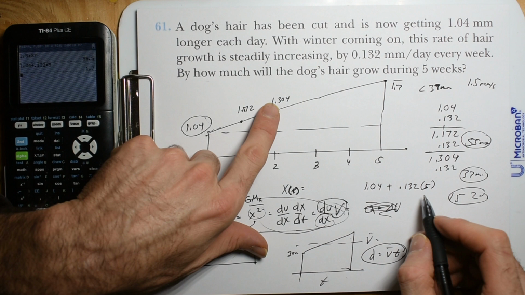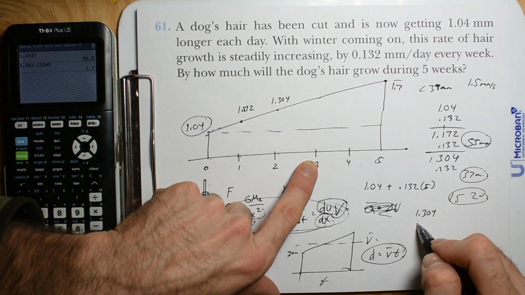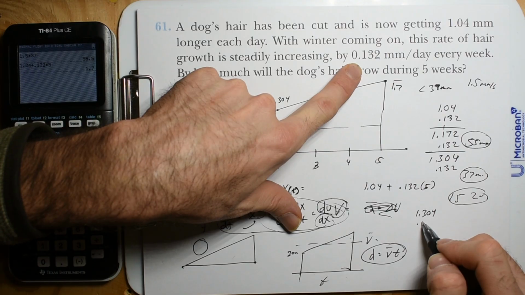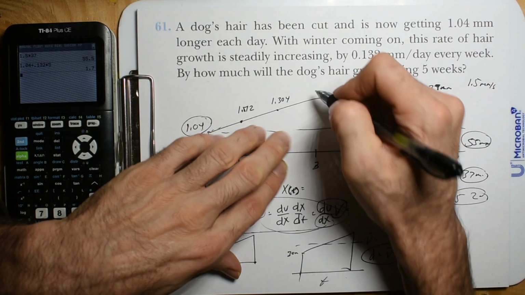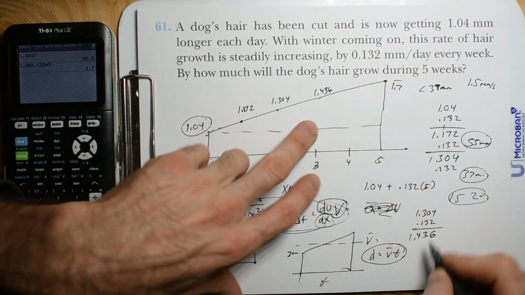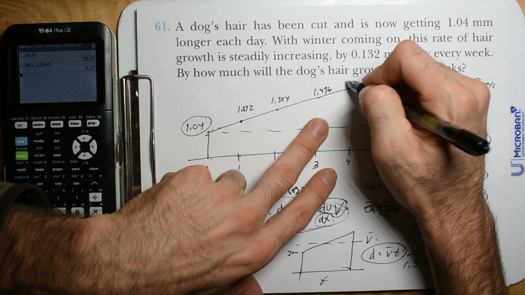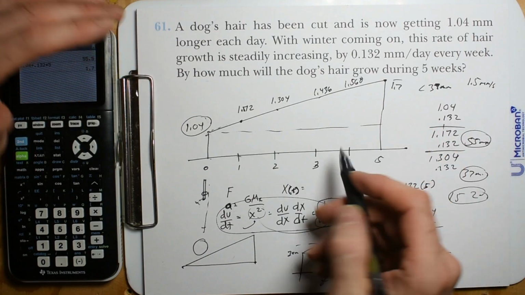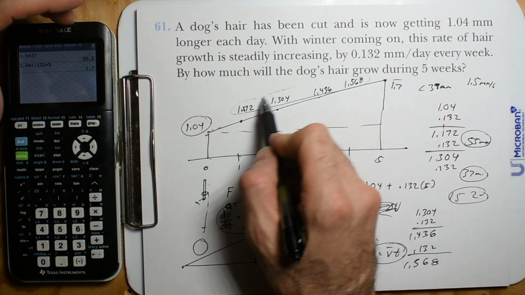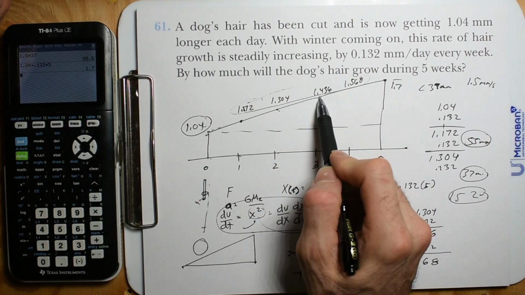So now let's continue just adding this change in velocity, 0.132. So we got 1.436. And let's do it one more time. 1.568. Okay, hell yeah. And now we can see these values were unnecessary, but they were necessary if we were just trying to get there. You know what I mean?